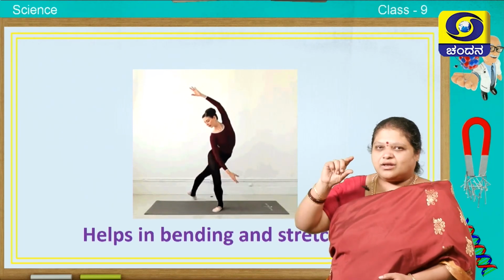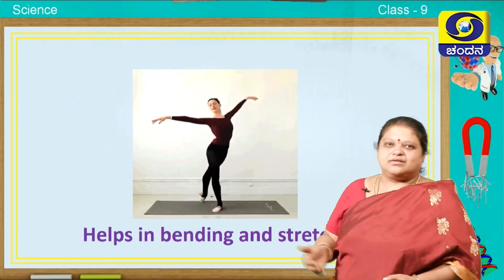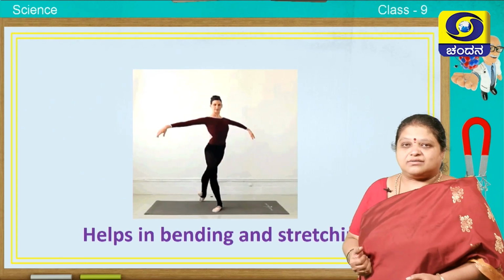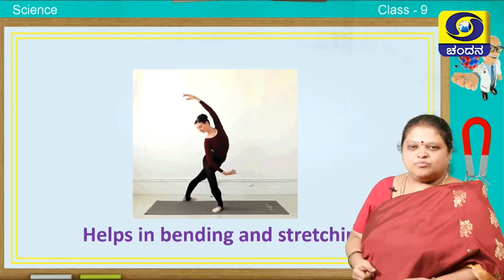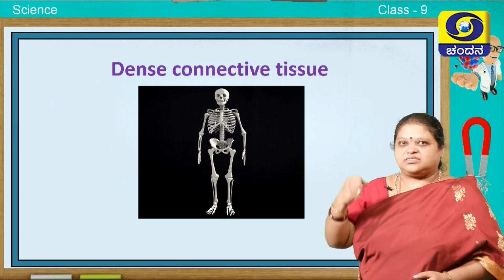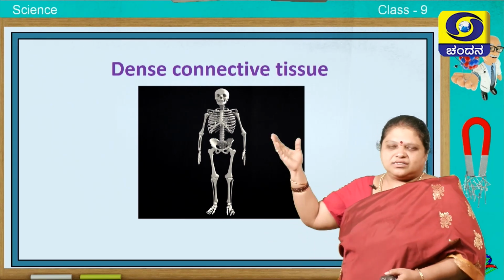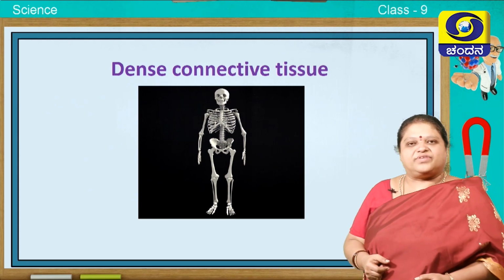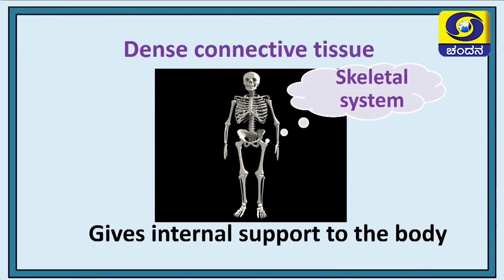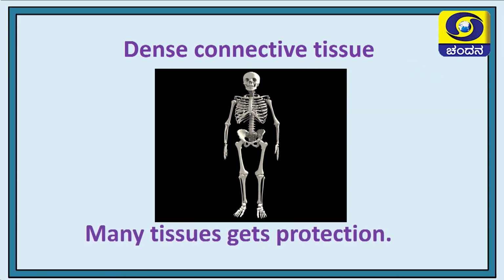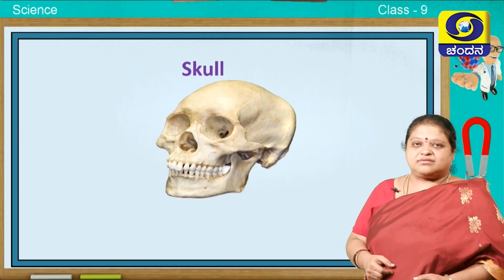In between the vertebral column bones, it is present. And in between the rib cage, it is present. So limited movements are possible because of this cartilaginous bone. Now, if you look at the dense connective tissue which is very hard, that is the skeletal system, it is mainly made up of the bone. The skeletal system gives internal support to the body, it gives specific shape to the body.